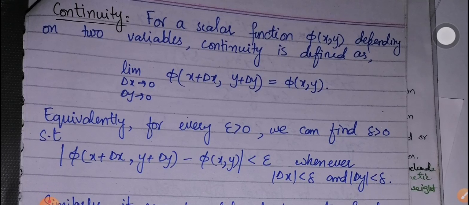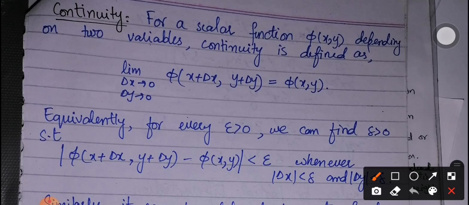So a scalar function phi of x, y, depending on the two variables x and y, is said to be continuous if its limiting value is equal to the functional value, that is, the limit as delta x approaches 0 and delta y approaches 0 of phi of x plus delta x, y plus delta y is equal to phi of x, y. This represents that we are changing the variables by a very small amount, and the functional value is equal to the limiting value.